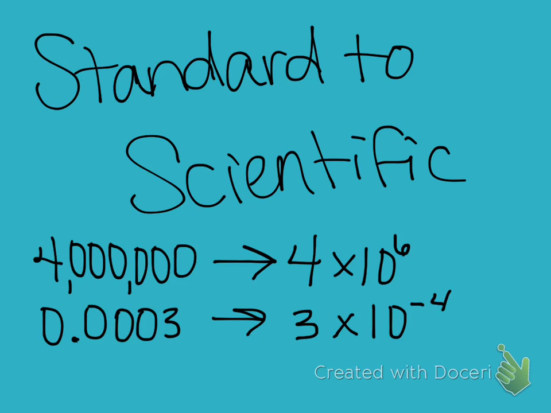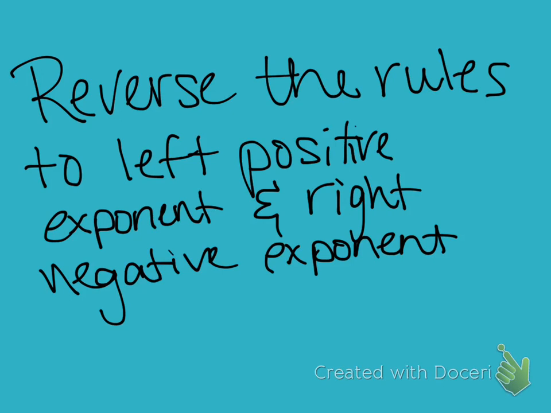Now, if we're doing the opposite, going from standard notation to scientific, like 4 million to 4 times 10 to the 6th power, or 0.0003 to 3 times 10 to the negative 4th power, there are some different rules that apply. We reverse the rules that we just learned: if you're moving to the left, it becomes a positive exponent, and if you're moving to the right, it becomes a negative exponent.